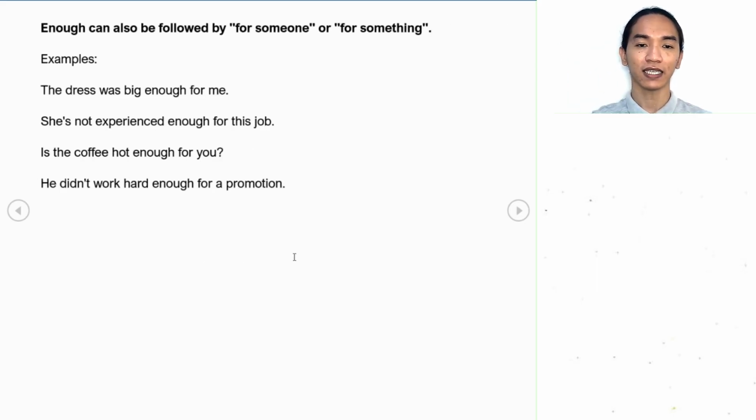All right, next. Enough can also be followed by for someone or for something. Example, the dress was big enough for me. She's not experienced enough for this job. Is the coffee hot enough for you? He didn't work hard enough for a promotion. All right. For someone or for something after enough.